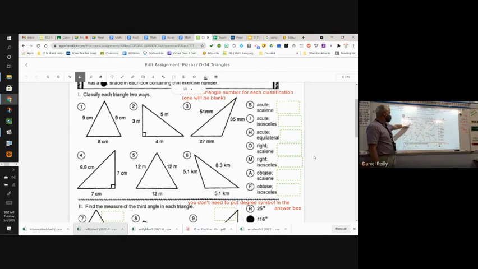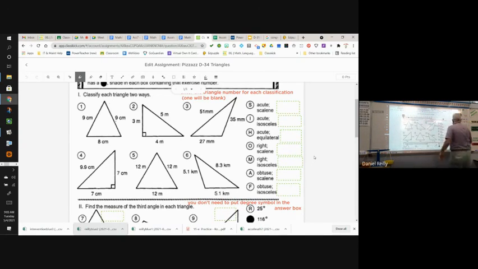Okay, so take this triangle, 9 centimeters and 9 centimeters. Those are the same length. It's three acute angles. So this triangle is acute isosceles, number 1. So over here you find acute isosceles and you put in a number 1 next to it. Okay, one of these will not be used. There's 7 answers and there's only 6 triangles.